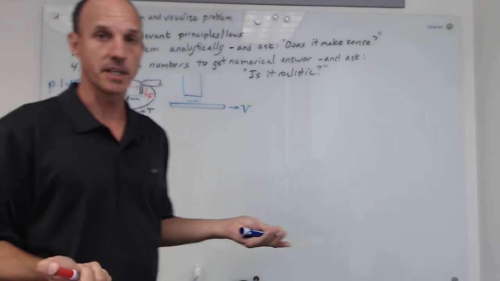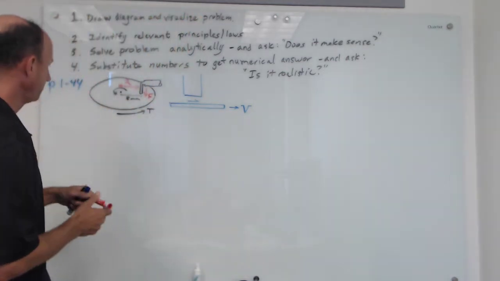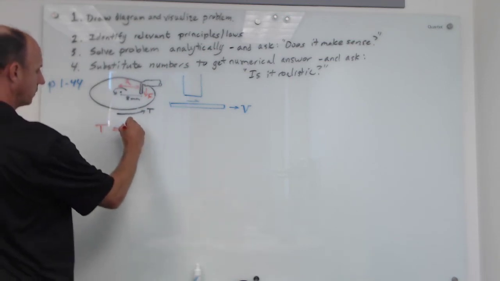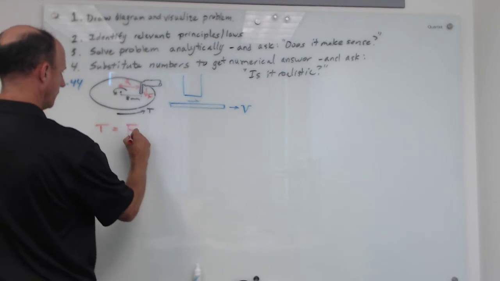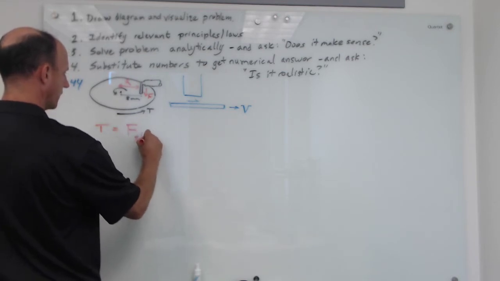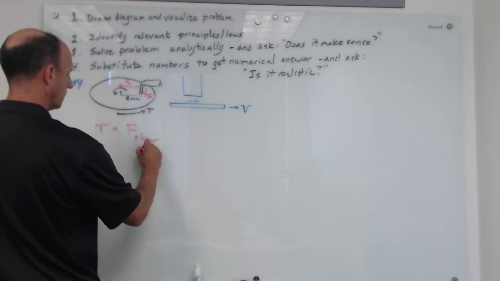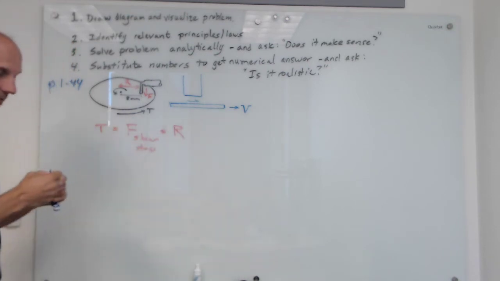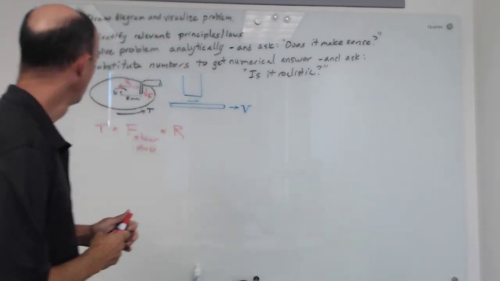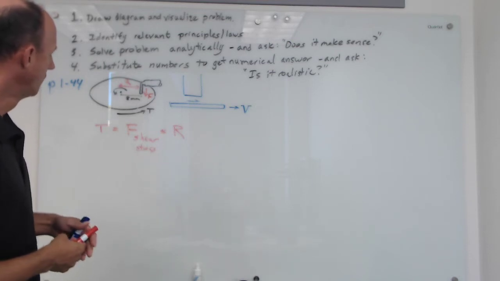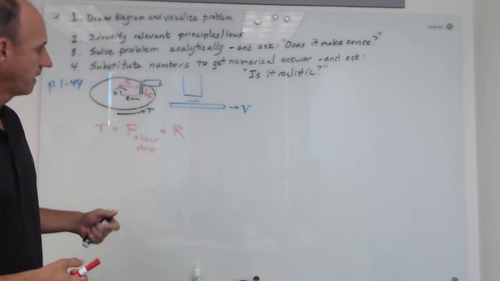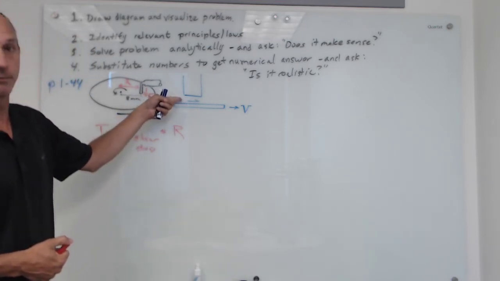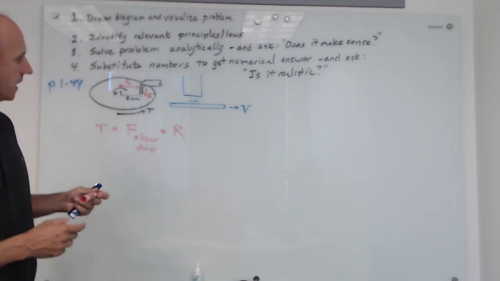So one of the first principles I can write down to analyze this problem is that the torque that I'm being asked to solve for is going to be equal to the force due to this shear stress multiplied by this radius. Okay? Okay, what's another key idea here? Another key idea is going to be that we need to understand how this force is related to the fluid here.